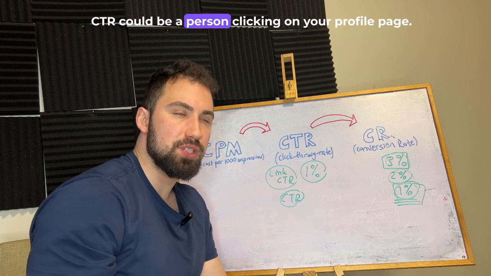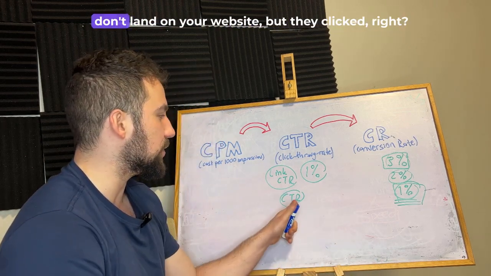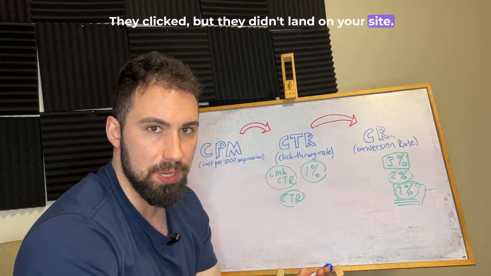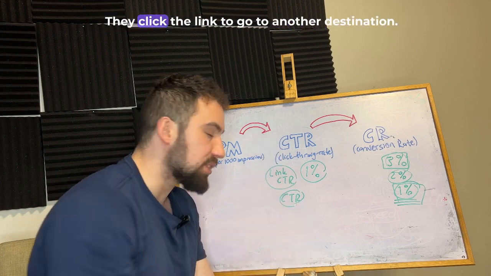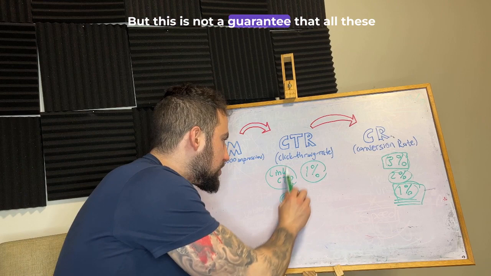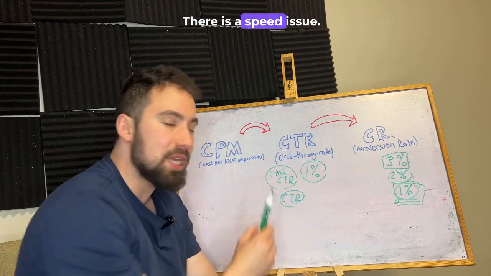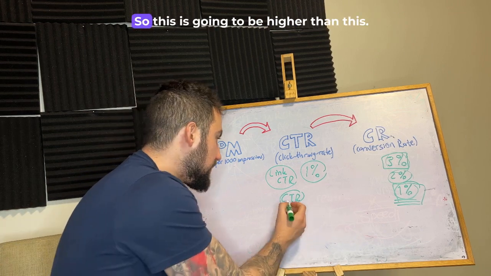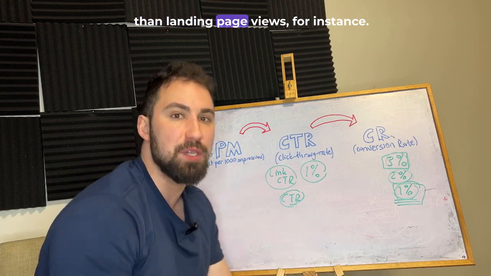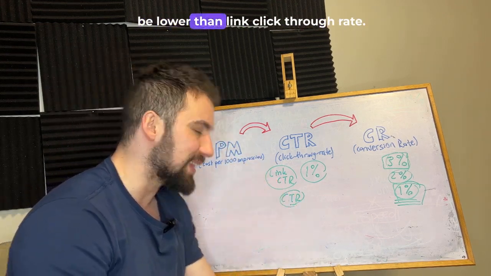CTR could be a person clicking on your profile page. If you see an ad on Instagram, for instance, they don't land on your website, but they clicked, right? They clicked, but they didn't land on your site. Link click-through rates, they click the link to go to another destination. But this is not a guarantee that all these people are going to land on your website. There is a speed issue. There might be, right? So this is going to be higher than this, and this is going to be higher than landing page views, for instance. So landing page views are going to be lower than link click-through rate.